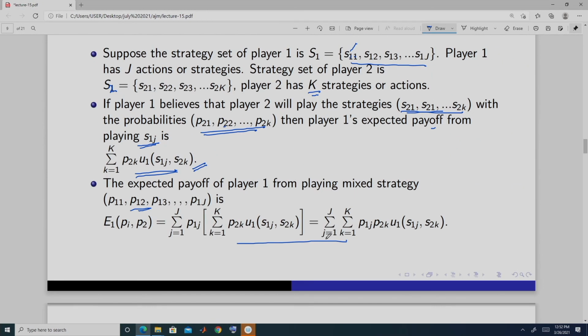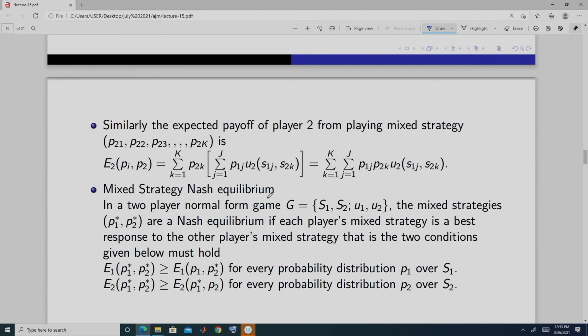So, the expected payoff of player 1 when it is playing this mixed strategy is this. Because it has J strategies, we have J probabilities, these are numbers lying between 0 and 1, and we get this as the expected value. Similarly, for player 2, we can write the expected payoff. Now, it will be the sum first over player 1's probabilities, and then the sum over its own probabilities. It is this. And how do we define the mixed strategy?